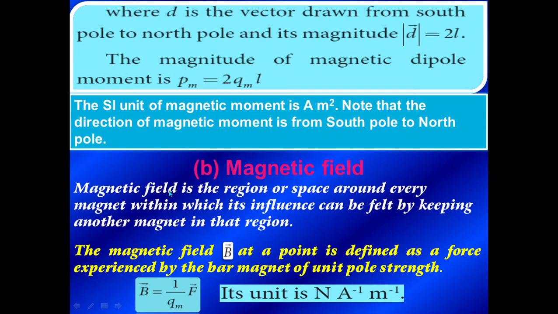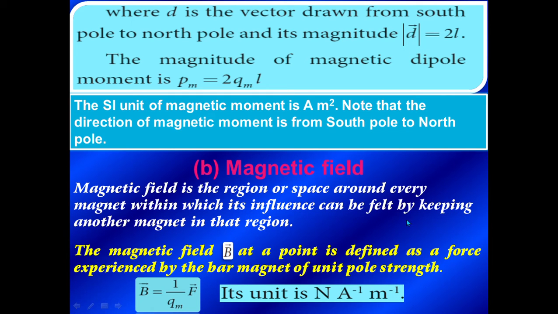Here the explanation is: magnetic field is the region or space around every magnet within which its influence can be felt by keeping another magnet in that region. Magnetic field means magnetic lines of force. If any other magnet enters the region occupied by the lines of force, it will be attracted by the magnetic material. So, magnetic field is the region or space around every magnet within which its influence can be felt by keeping another magnet in that region.